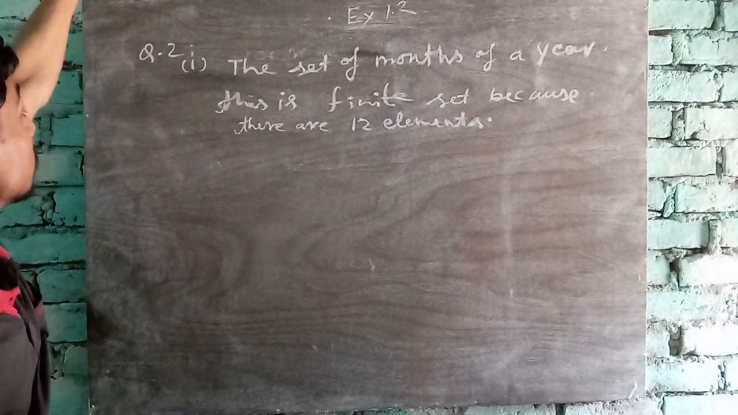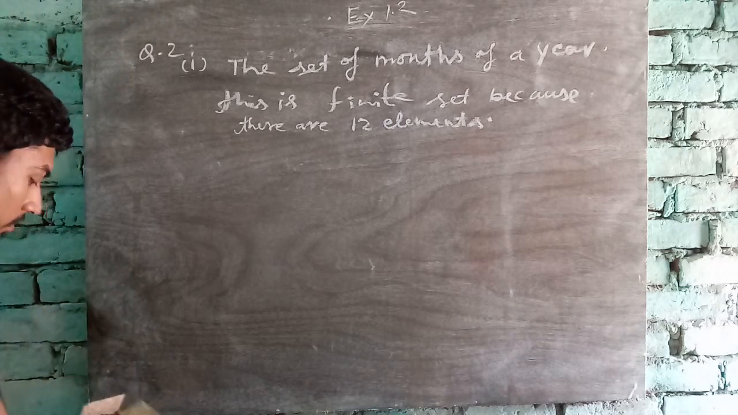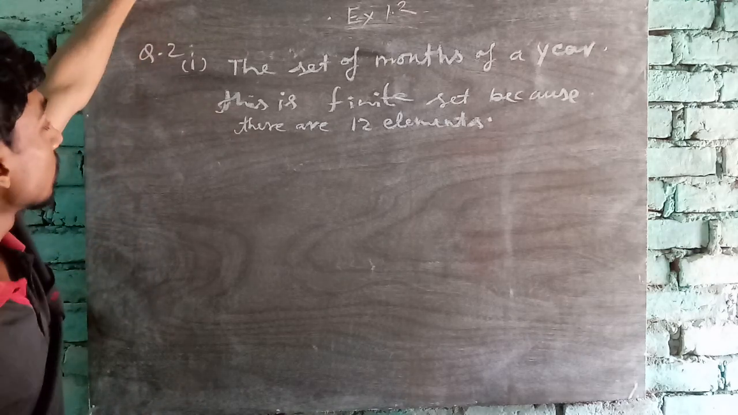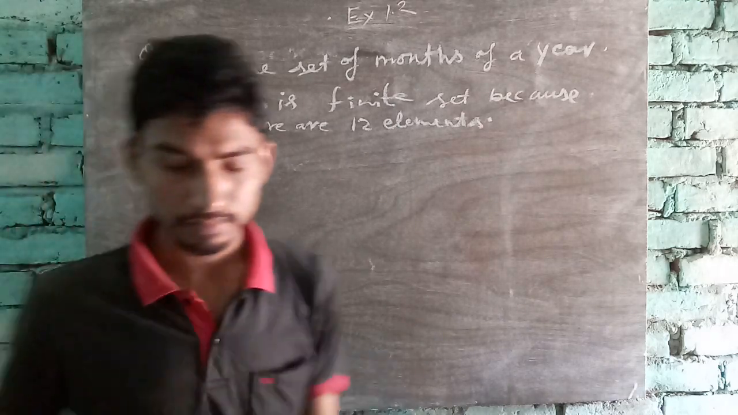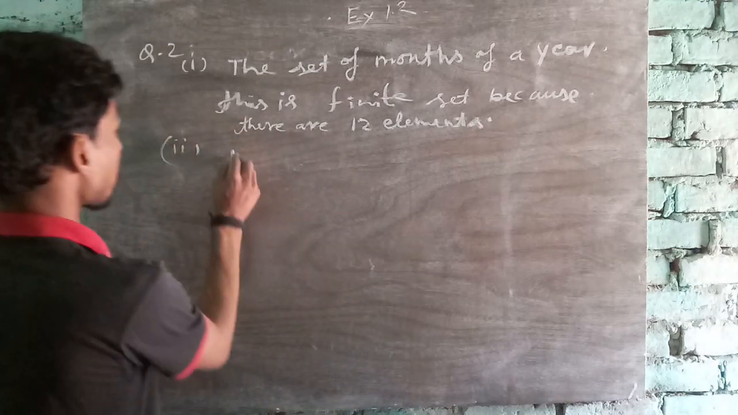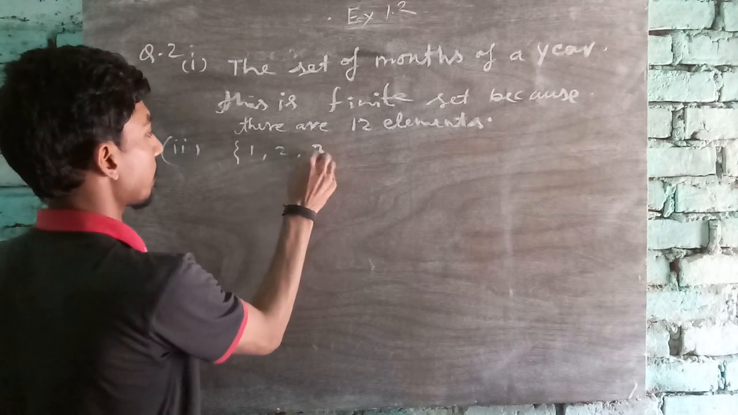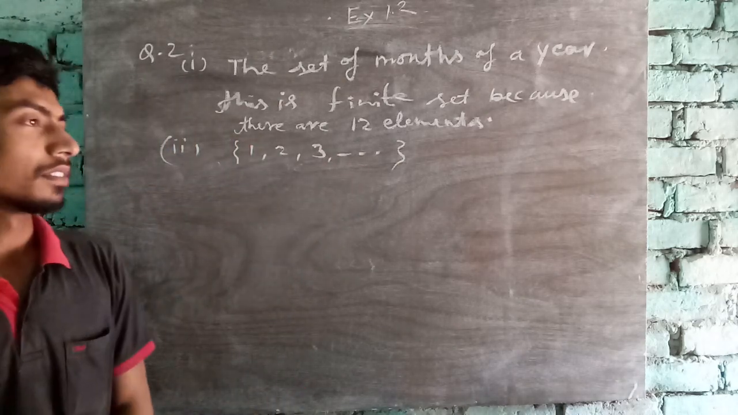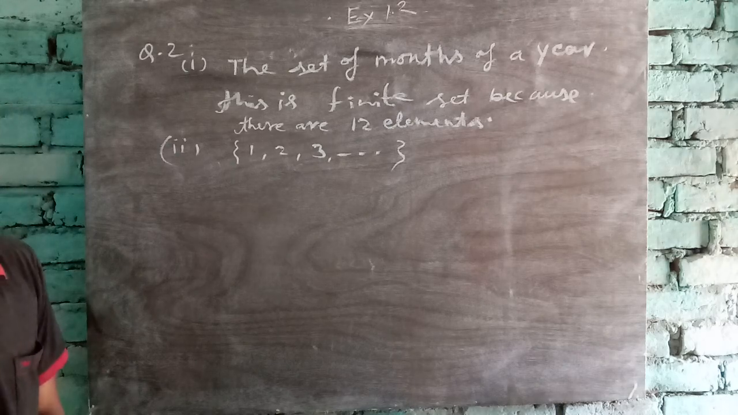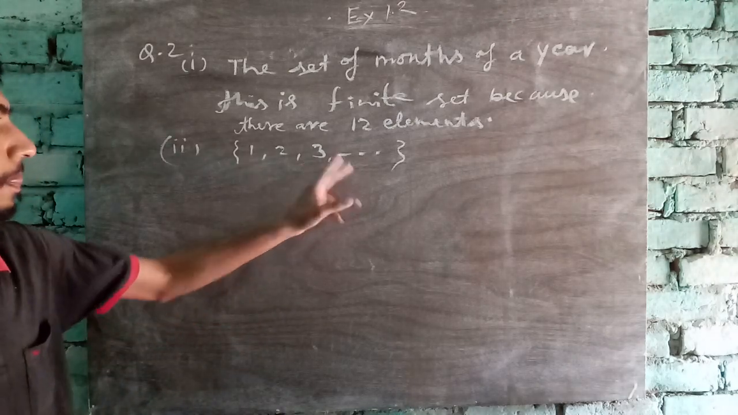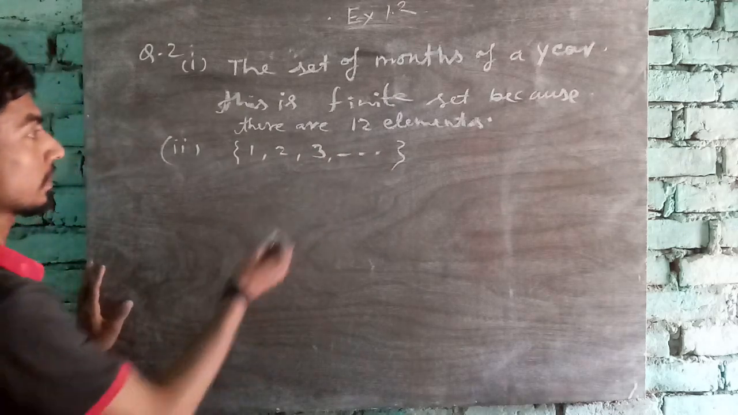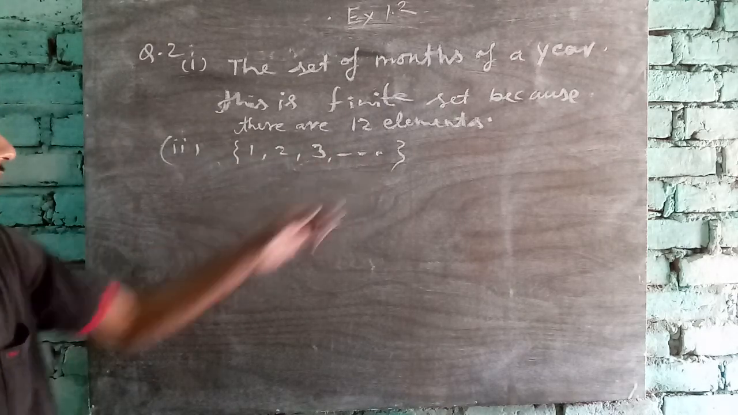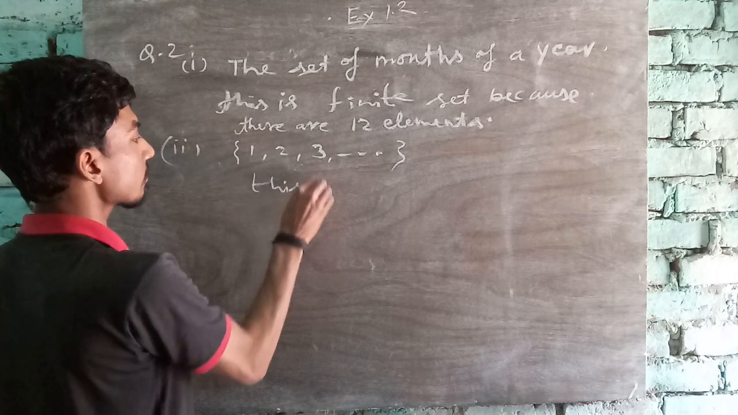Next, second, 1, 2, 3 and so on. Here you see the number of elements in this set is not finite, because the dots mean it continues indefinitely. Okay, therefore this is an infinite set.